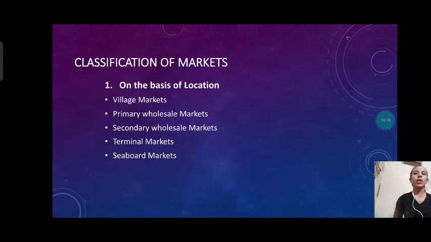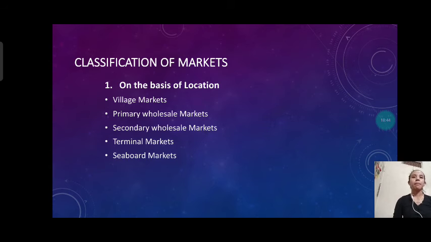This one is on the basis of location. Of course, we have a village market. Village market is a market which is located in a small village where major transactions take place among the buyers and sellers of a village.